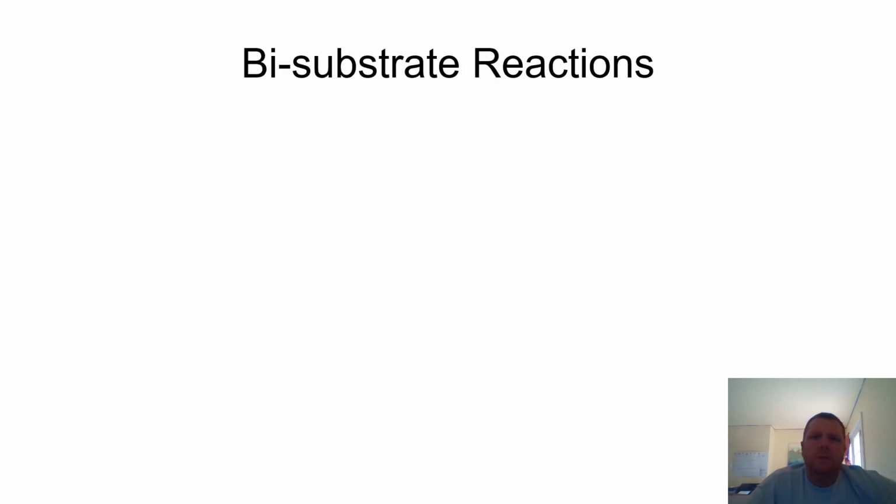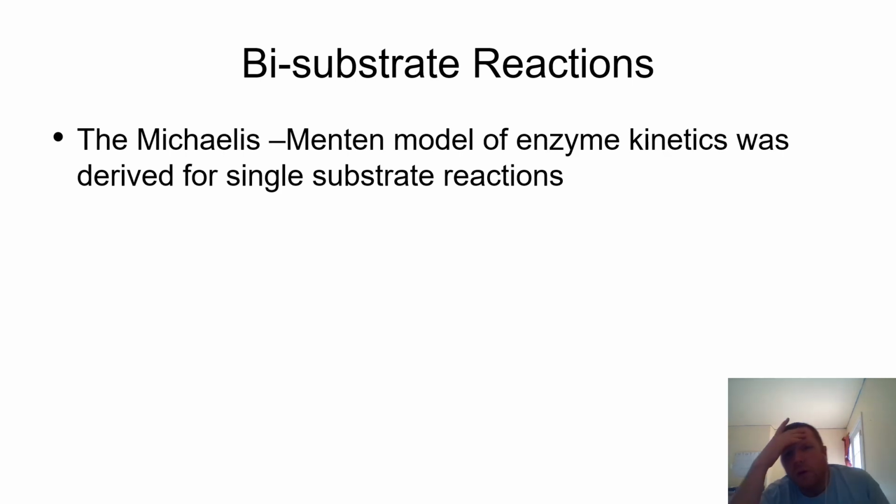Now, a bi-substrate reaction is something that's a little bit more common than you would expect. We talked about Michaelis-Menten models of enzyme kinetics, and we were always talking about it regarding a single substrate. So we had this simple model of E plus S yields E plus P. Of course, there's more to it than that, but we were focusing on a single substrate.